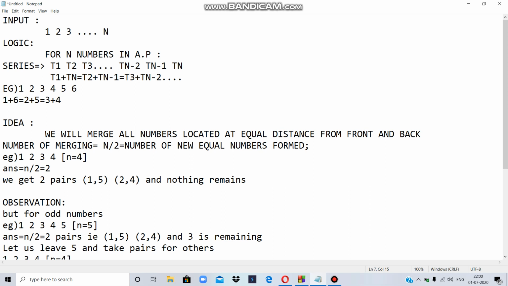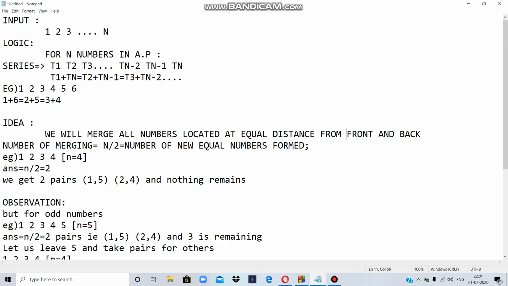For example, if I have n equal to 6 and the numbers are 1, 2, 3, 4, 5 and 6, then 1 plus 6 gives 7. Then 2 plus 5 again gives 7, and 3 plus 4 again gives 7. So this gives me an idea that if I merge all the numbers located at equal distance from the front and back, then I get equal sums. And that is what our question is asking. It wants us to merge two elements and get equal sums, and that too the maximum number of times. So we can use this logic and see.